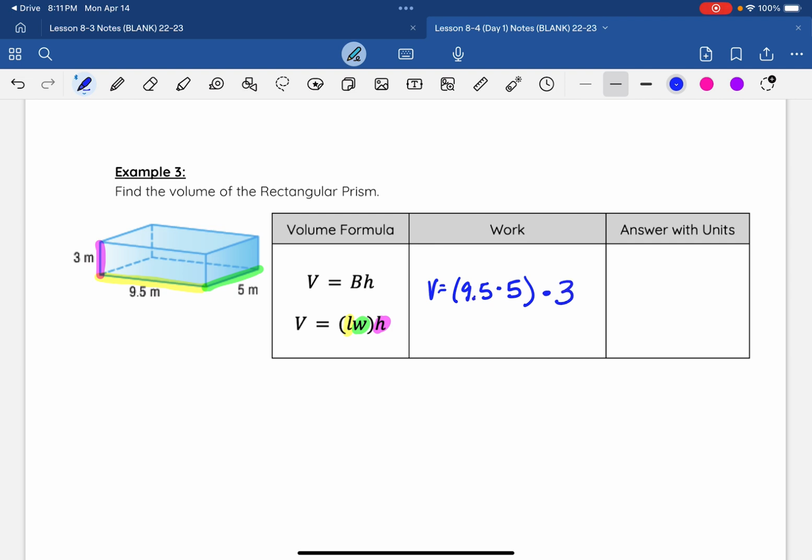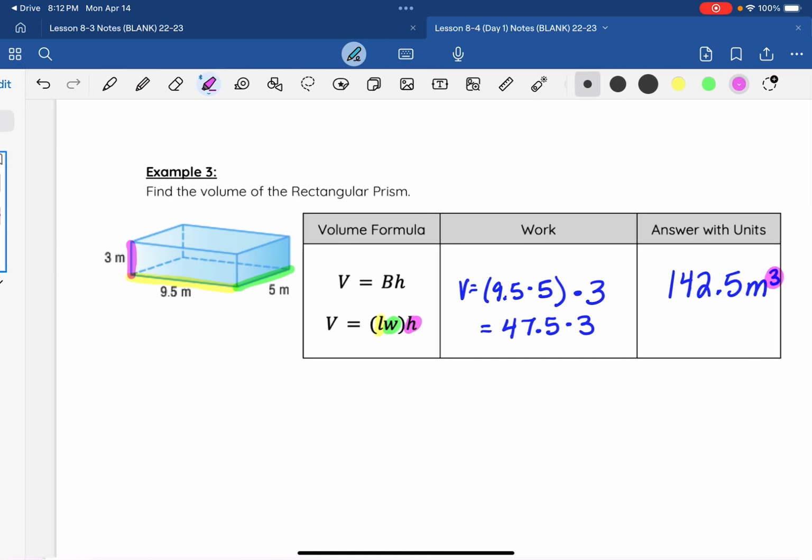So again, in parentheses, we're going to do 9.5 times 5 first, which is going to get us 47.5. Then we're going to multiply that by 3, and that's going to get us 142.5. And again, because it's volume, it has to be meters cubed. Okay, that's it for today.